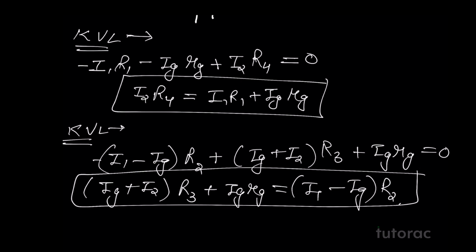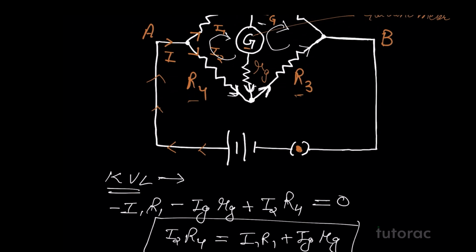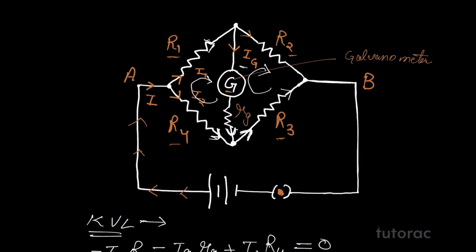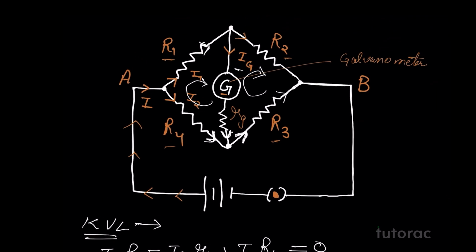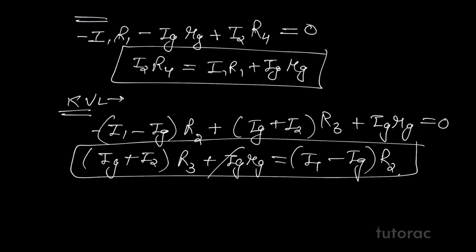Now, as I was telling you earlier, while doing this experiment, suddenly a time comes where this galvanometer shows no deflection. What does it mean? It means that there will be no current flow in this particular element. That means this Ig needs to be 0. Here also this Ig needs to be 0. Here also this Ig needs to be 0. What it means is I2 R3 is equal to I1 R2.